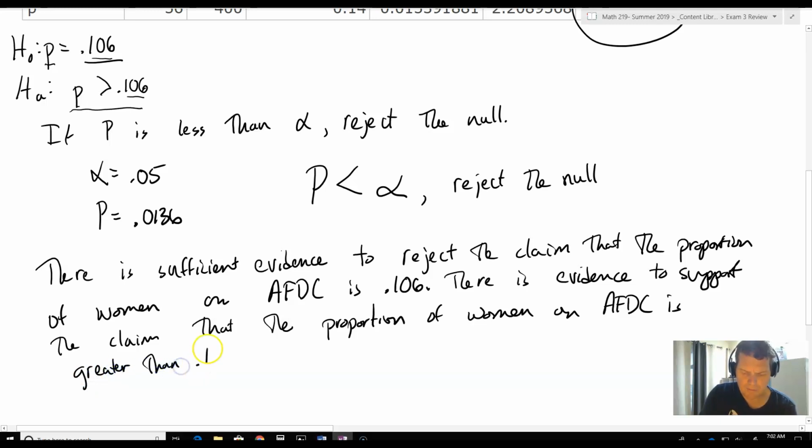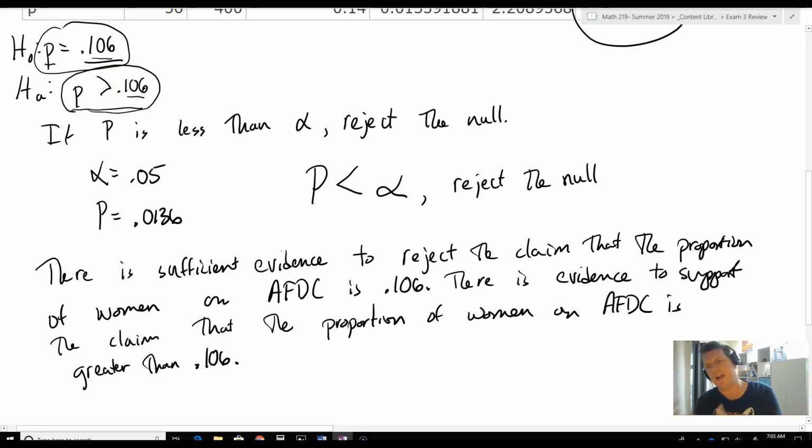So that's another piece of information that we actually have that's true. Because we rejected the null, rejected that it actually equals 0.106, and we had an alternative that it was going to be greater than, we do have evidence to support that that proportion is actually greater than 0.106. So that's it. We're done. This is exactly what the claim states.